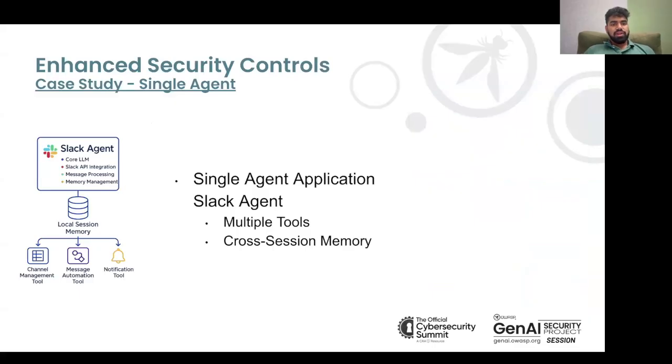So, our first use case is a really simple single agent architecture. If any of you are building out an agentic system, it's always advisable to start off with your most simple single agent architecture. As you can see in this image here, we have a single Slack agent. It has your core LLM. It has the Slack API integration, which is your tool access. It has a message processing area. It has memory management to keep track of older messages, and you can see it has a local session, and is also able to talk to channel management tools or message automation tools and so on, right?